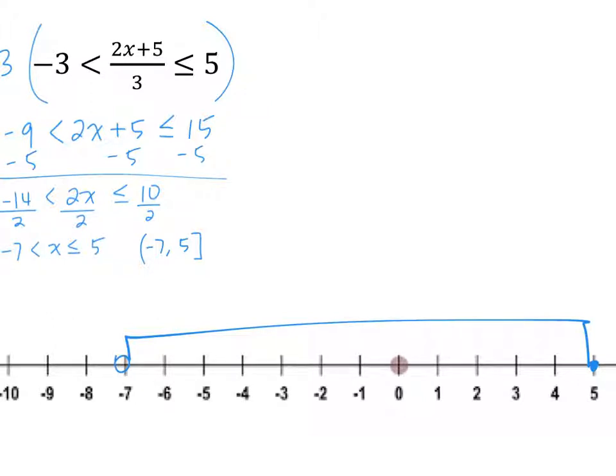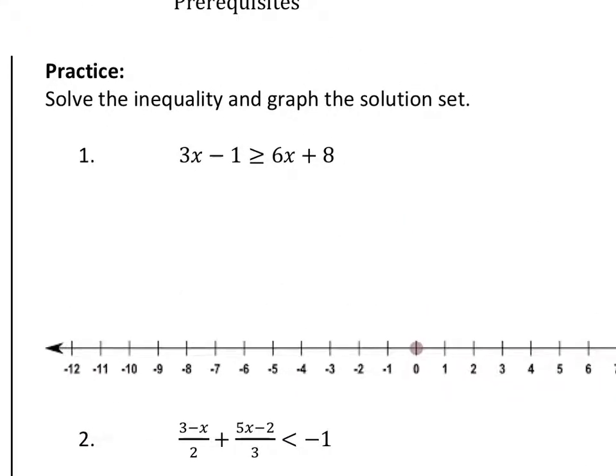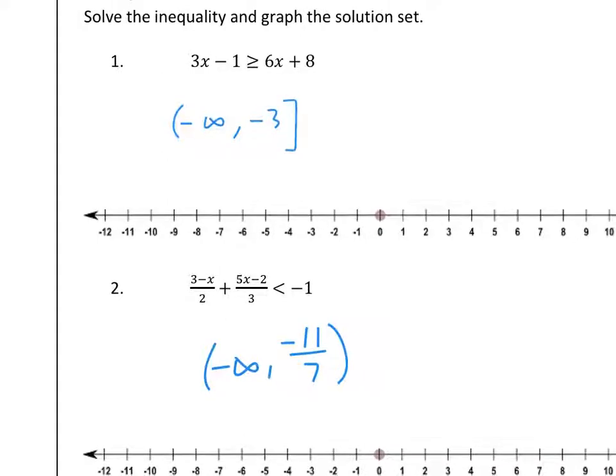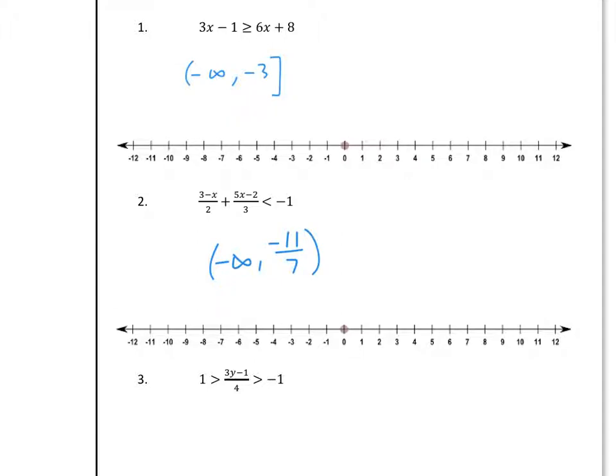Any questions before I let you do some practice? Okay, so let's have you guys try 1, 2, 3. When you're done with all 3, let me know. I will check your answers. Okay, number 1, -infinity to -3, including -3. Number 2, -infinity to -11/7. Don't include either. And number 3, -1 to 5/3. Make sure you start with a smaller number and not a bigger number.